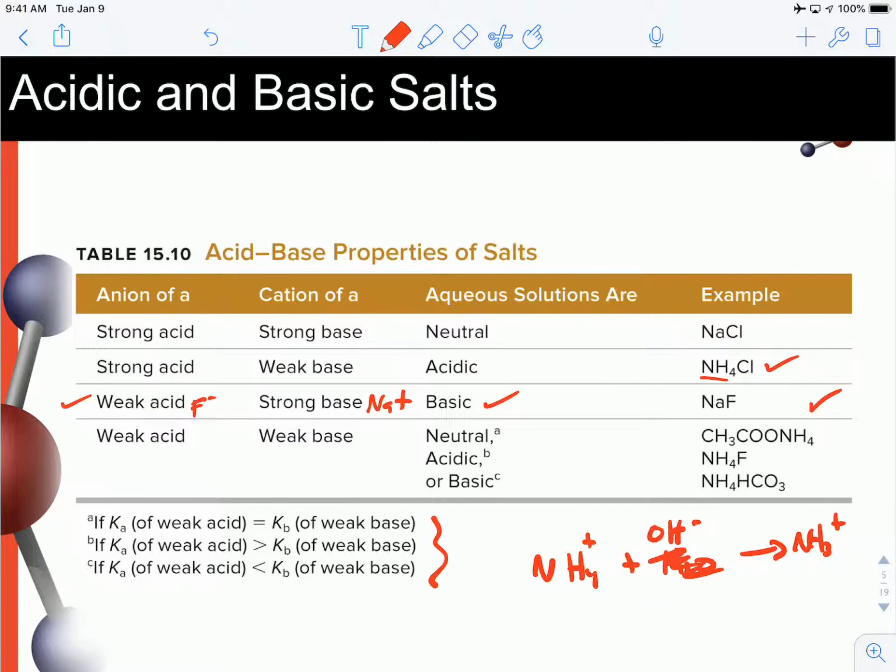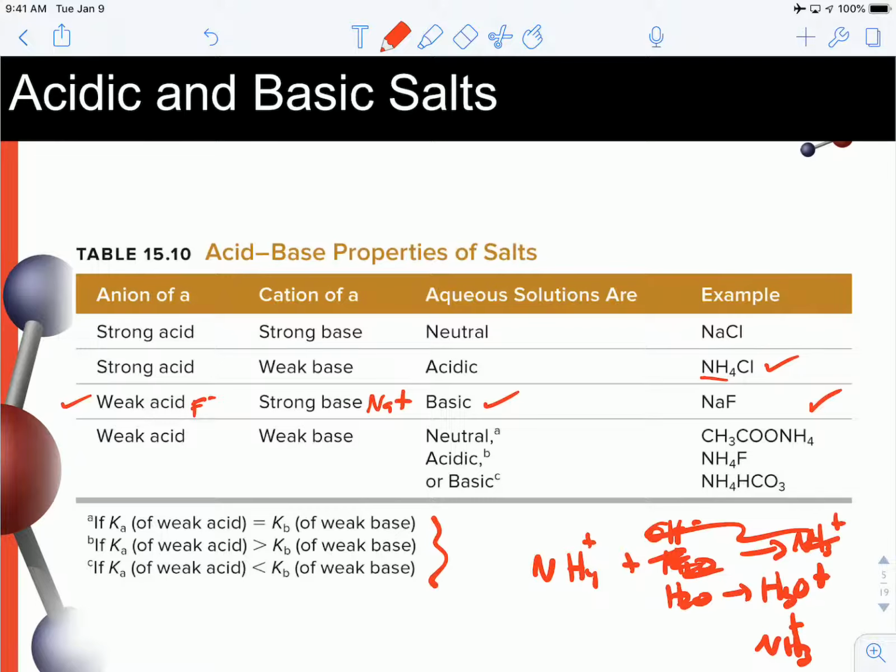The ammonium cation is going to react with water to give you H3O positive plus NH3. So, in that scenario, you can see this is going to be acidic.